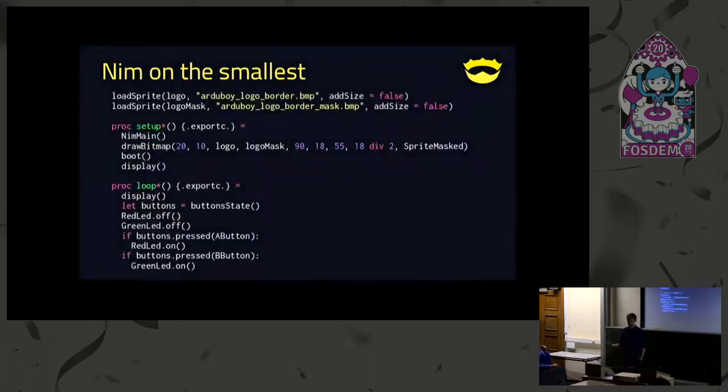So it reads in the sprites as images at compile time. It converts them to the internal image representation that the Arduboy libraries use, and I'm using the same C libraries as the regular Arduboy code, and I'm casting them to a type that at compile time knows the size of the image. So for example, this draw bitmap takes a logo and a logo mask, and these have to be the same size, because otherwise, what would it do with them?